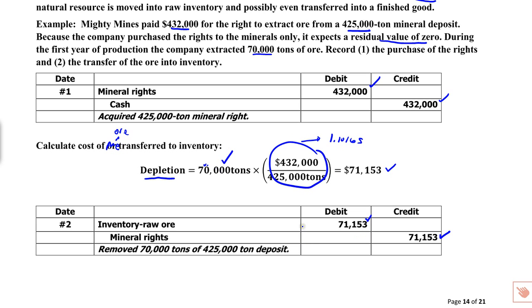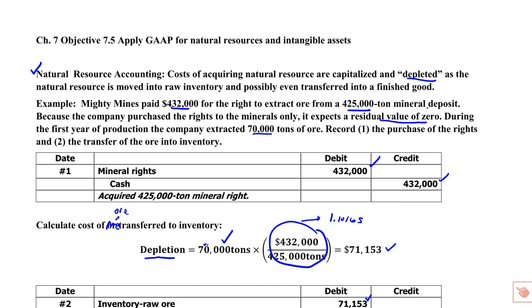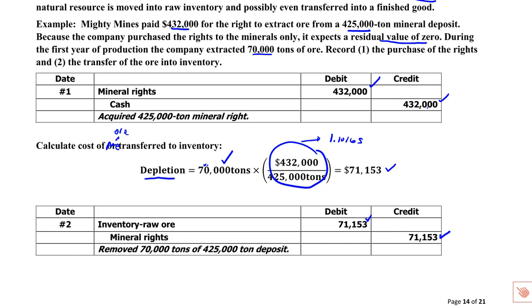Typically the ore is then subsequently processed. So then you would transfer that ore. If you have 10 tons of ore for 1 ton of copper, then you would transfer that on that basis to inventory raw copper and so forth. And maybe that raw copper is then sold, and you'd have a cost of goods sold. All right, so that's how to deal with a natural resource.